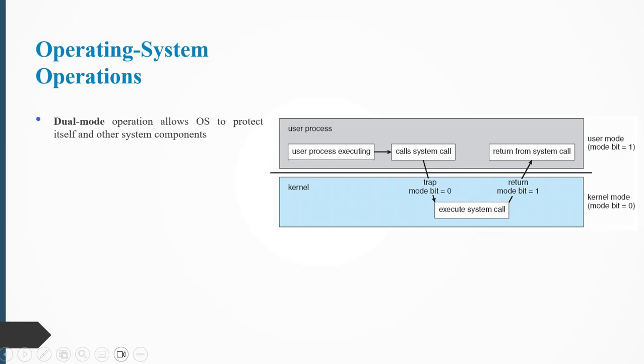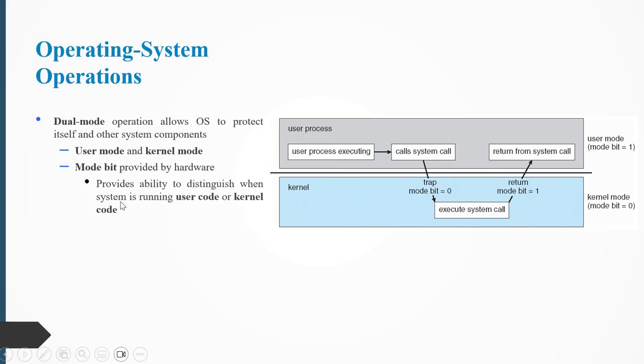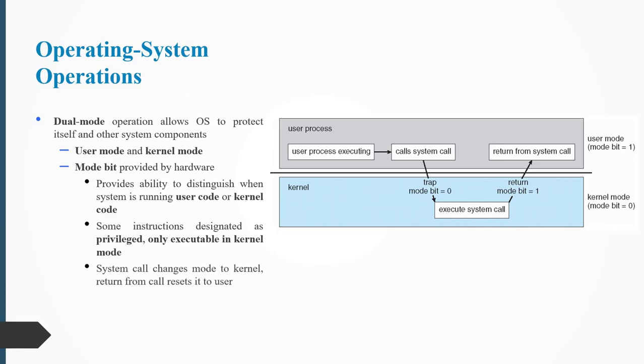Generally it's called dual mode operation. The operating system is able to protect itself and other system components. This is how dual mode operations work, called user mode and kernel mode, and this is provided by the mode bit. So now we have explained in this diagram the distinction between user mode and kernel mode. For identification, we use the mode bit. Some instructions are designated as privileged, so they are executed only in kernel mode, and for that purpose we set it like that.